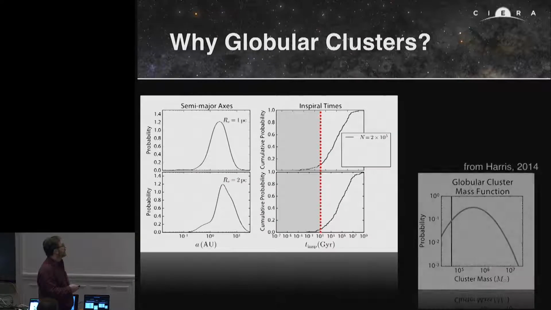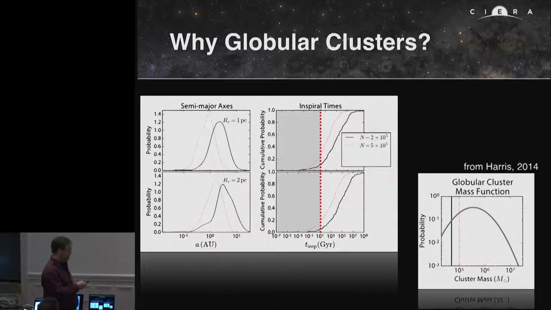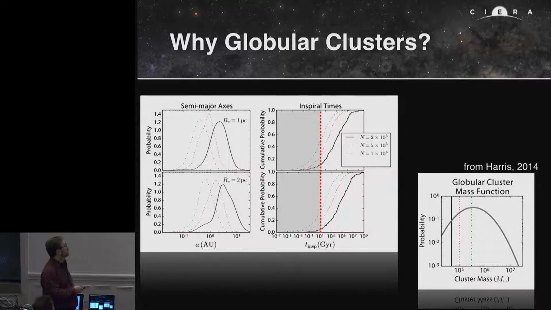Now, as you go up in mass, and this is now scanning the relevant range, on the right is the mass function for globular clusters. This is straight from the Harris catalog. We're here now on the low side. And if you start going up, you see distributions shifting exactly the way you expect. As you go up in mass, you now have a deeper potential well. The binaries get tighter, and therefore the merger times get shorter. And if you keep going, we're now near the peak, and now we're past the peak.